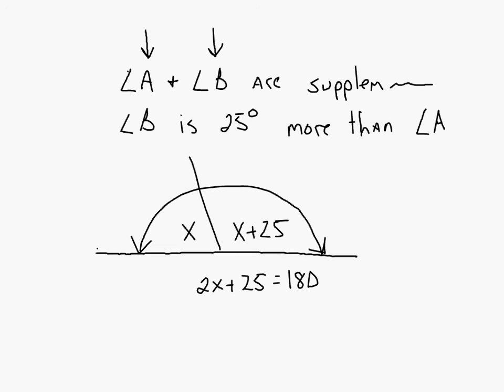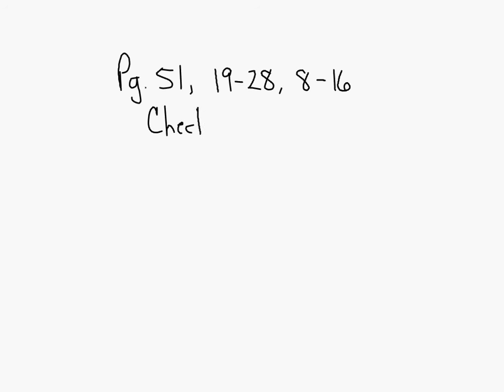All right, here's your assignment. Page 51. I want you to do this kind of in a weird order. I want you to do 19 through 28 first, and then 8 through 16. Okay? Make sure you're checking the odds and Edline for homework.